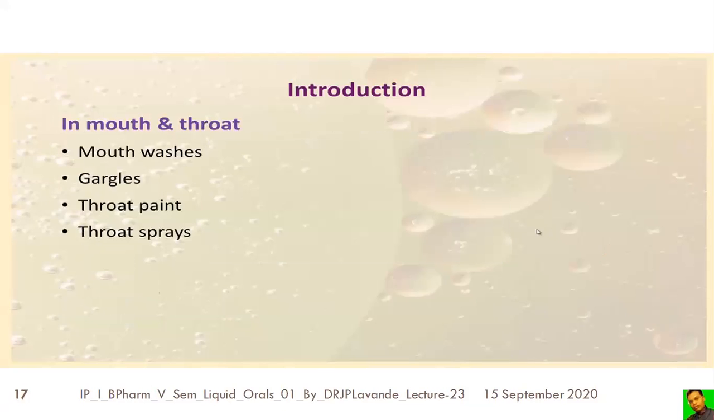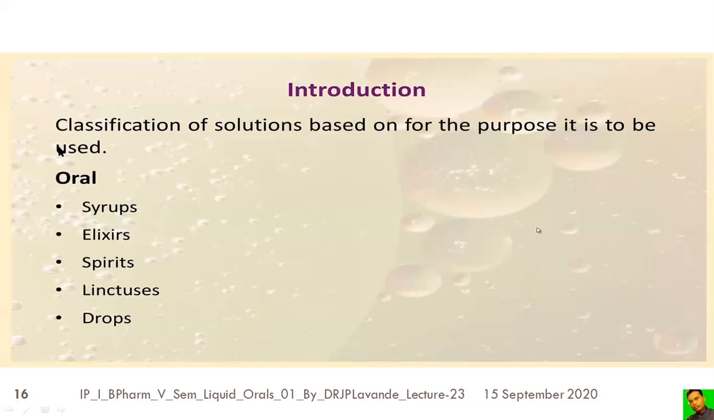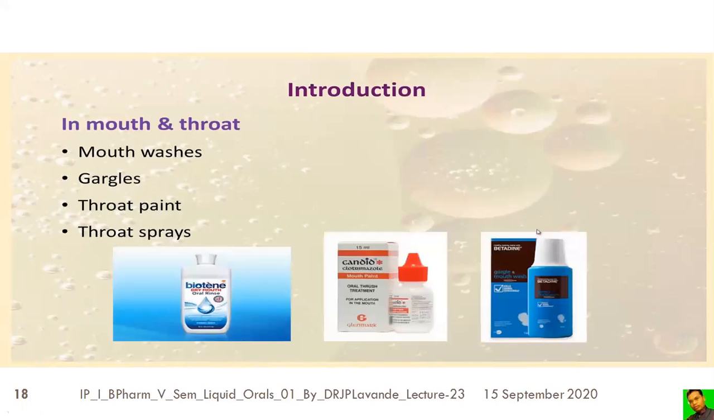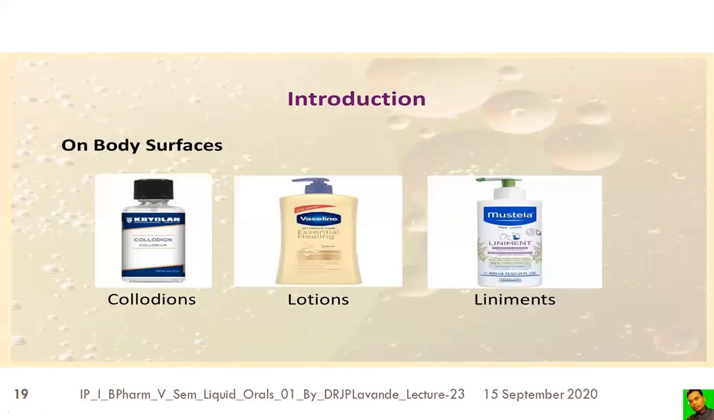Next, the mouth and the throat. So the first purpose is oral. The second purpose is in the oral cavity, that is, the mouth or the throat. What are the different solutions that are used? These are mouthwashes, gargles, throat paints, and throat sprays. You can see the examples: a dry mouth oral rinse, Candid clotrimazole mouth paint, and Betadine gargle.